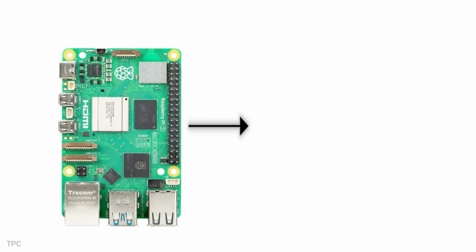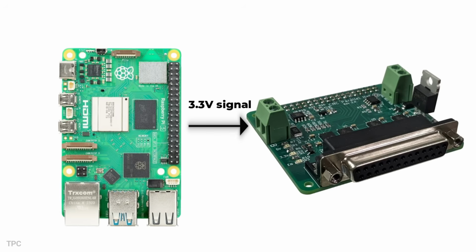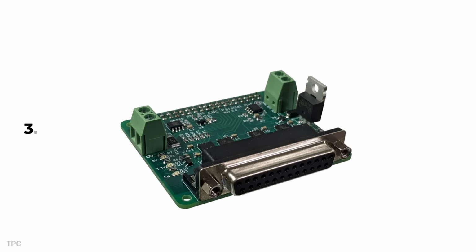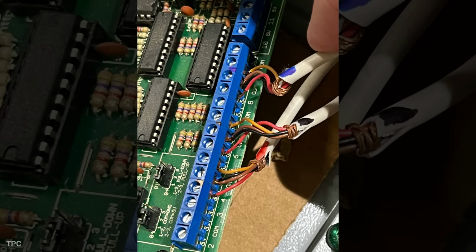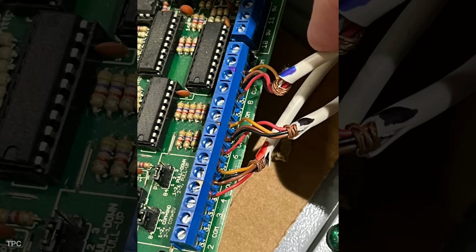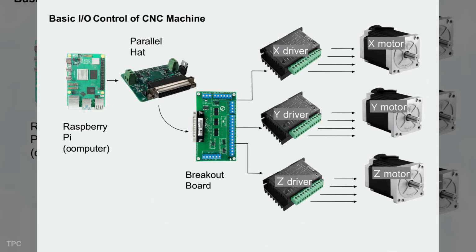The Pi's GPIO pins output the step and direction signals, which are then passed through a parallel port hat. This hat boosts those signals to 5 volts and routes them through a DB25 connector, where a breakout board isolates, organizes, and sends them to the stepper motor drivers. From there, each driver powers its motor with the torque needed to move the CNC's X, Y, and Z axes.